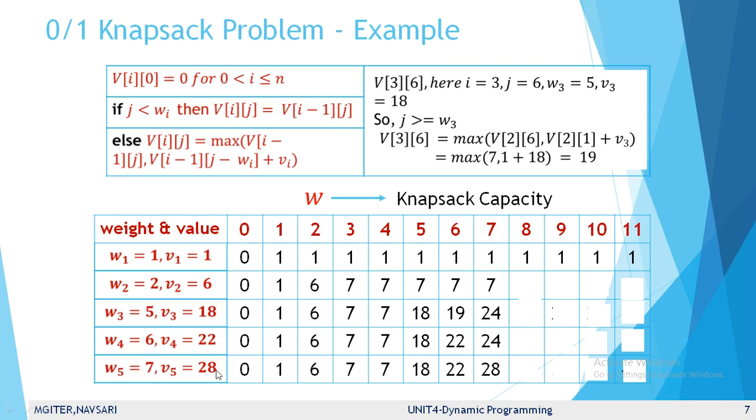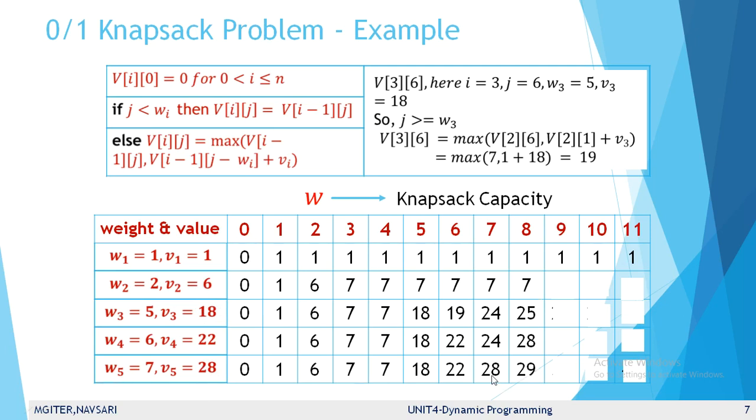Weight is 7, so profit is 28. We also have a choice here because 6 plus 1 is also 7, but the profit is 23. And here 5 plus 2 is 7, but the profit is 24. So we include the item with the highest profit. Here we include item number 5 with a profit of 28.